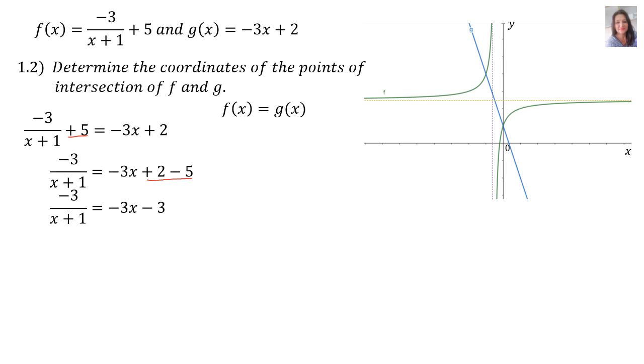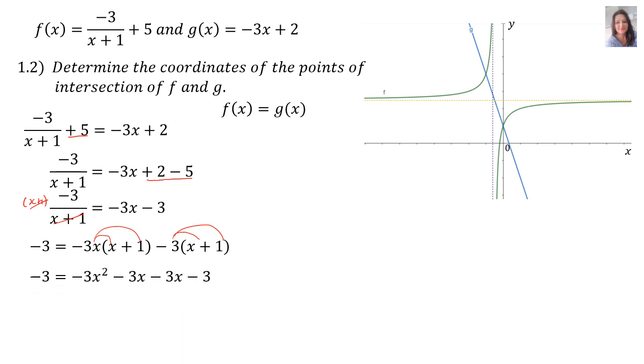Then I want to get rid of this x plus 1. So I will multiply every term by x plus 1. And on the right hand side, it's also minus 3x times x plus 1 and minus 3 times x plus 1. Then I will multiply in the negative 3x and I will multiply in the negative 3. And I end with minus 3 is equal to negative 3x squared minus 3x minus 3x minus 3. Then you will add your like terms and it becomes negative 6x.